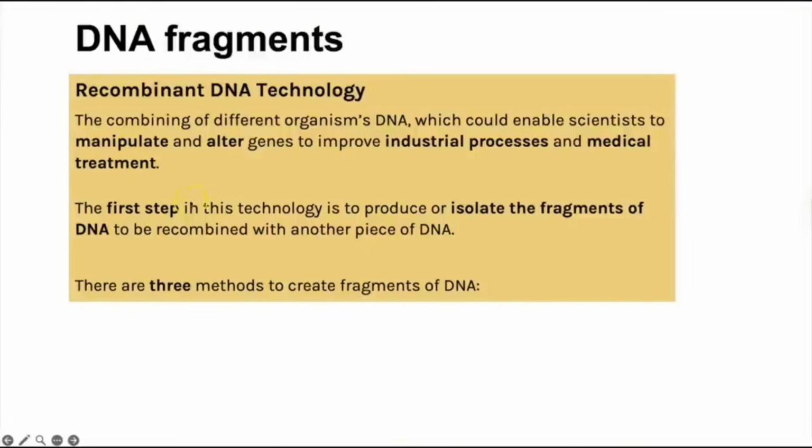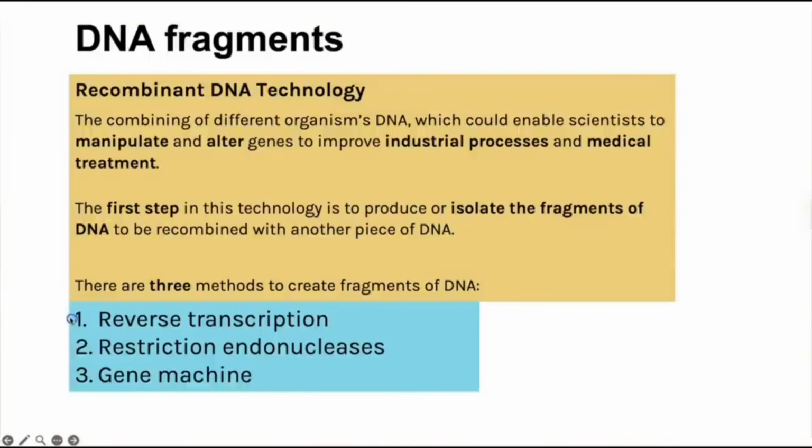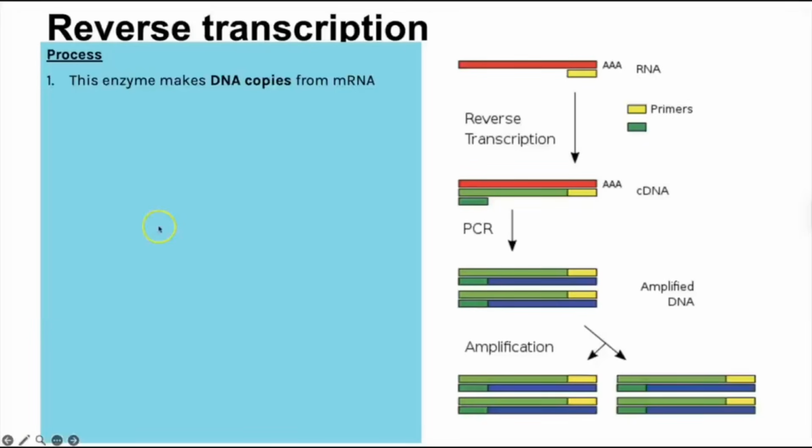The combining of different organisms' DNA, which could enable scientists to manipulate and alter genes to improve industrial processes, or as we looked at, medical treatments, always starts with getting your gene of interest, which means isolating the DNA fragment. There are 3 methods: reverse transcription, restriction endonucleases, and the gene machine.